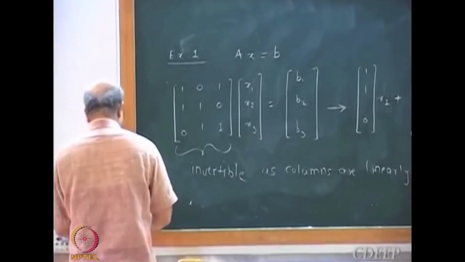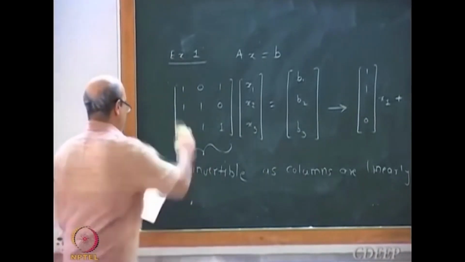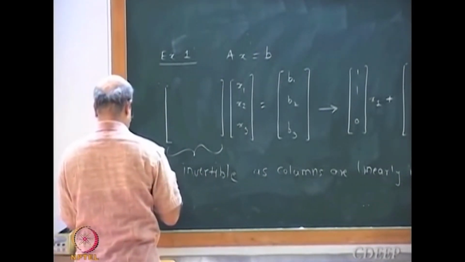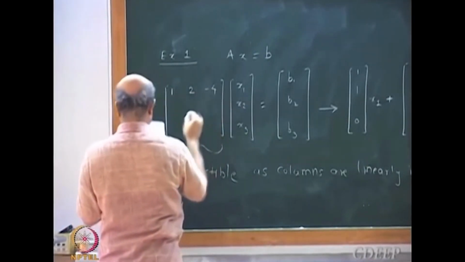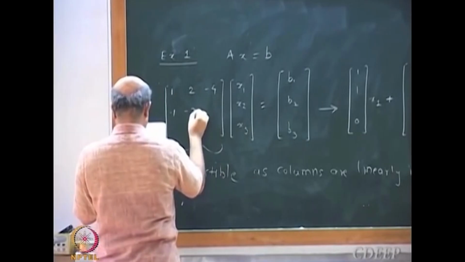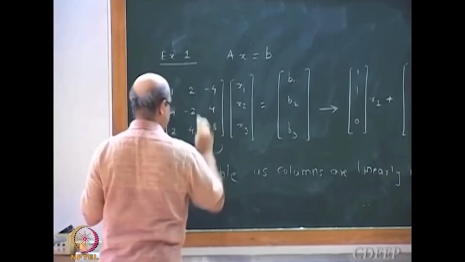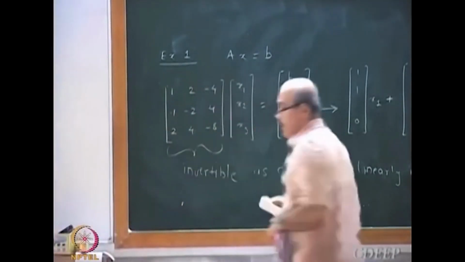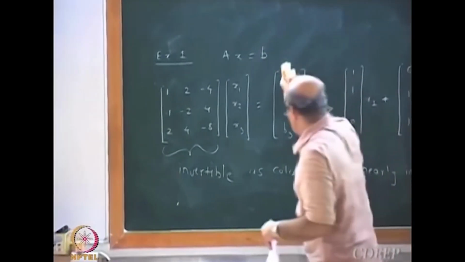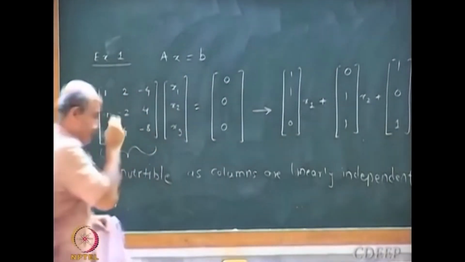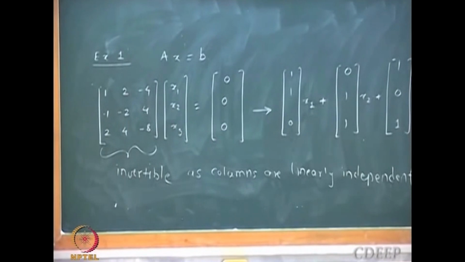Now let's look at another example. Then the things will become more clear. I'm just going to change this matrix to a slightly different matrix: 1, 2, minus 4, minus 1, minus 2, 4, and 2, 4, minus 8. And then I'm going to look for a solution for 0, 0, 0.